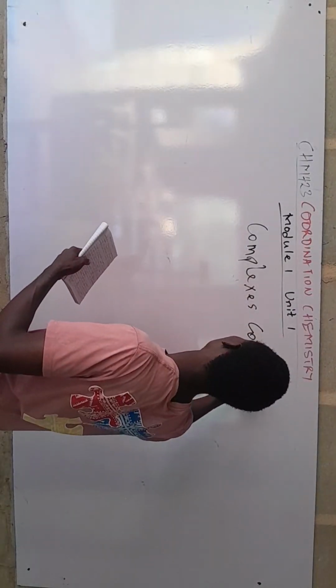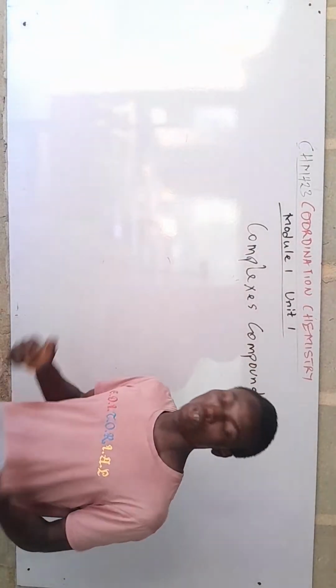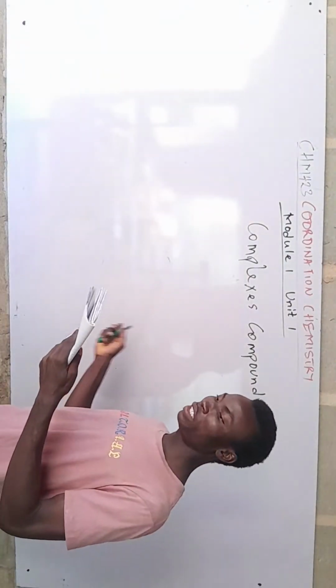Complex compounds. Do you call them complex compounds, or do you call them coordinate compounds? Okay. Now, what is the exact definition of this?